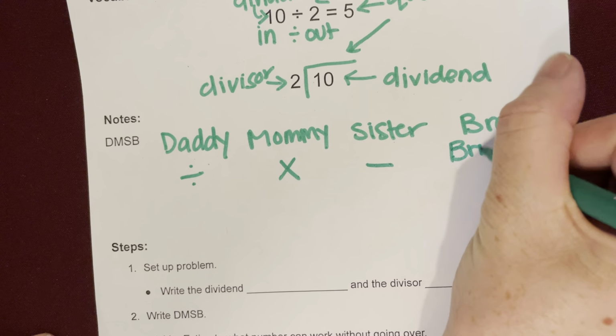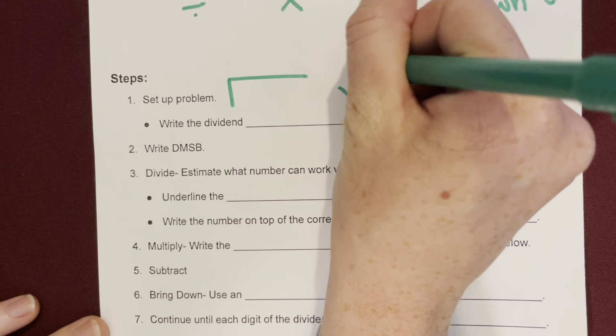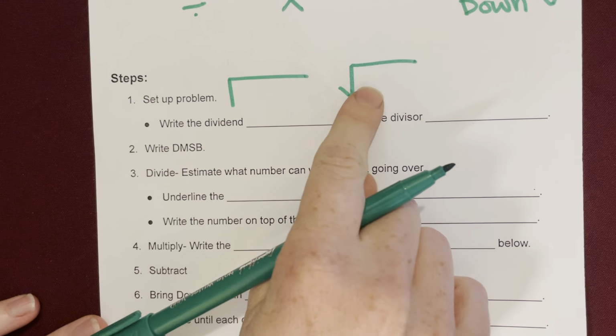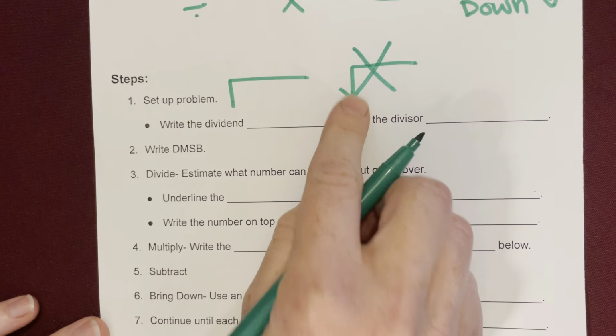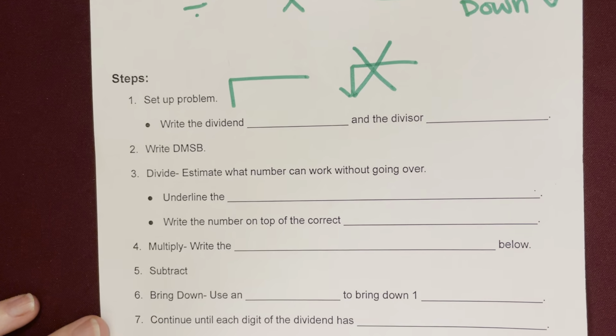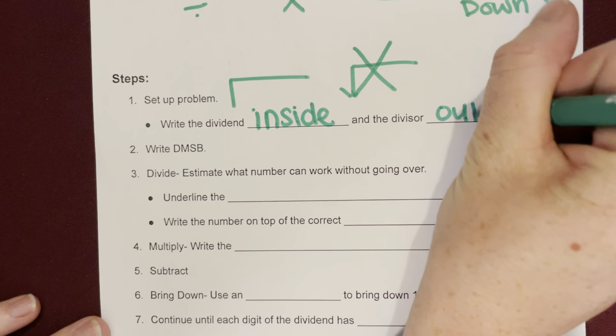Steps. Our first step is to set up our problem using our division sign. Now I just want to clarify, this is the division sign. If you have a little check mark, you guys probably have seen that. That's actually a square root, not a division sign. So we're not going to set it up with a little check. We have to have it straight. You're going to write the dividend. Remember, dividend, in. We're going to set it up on the inside. And the divisor is going to go on the outside.